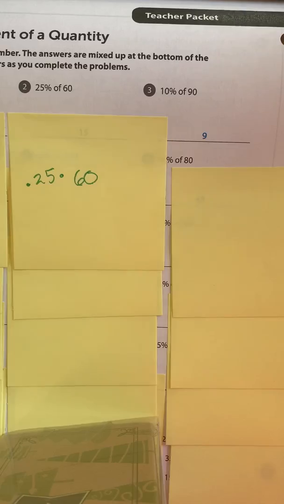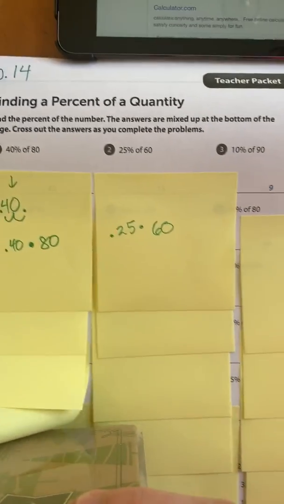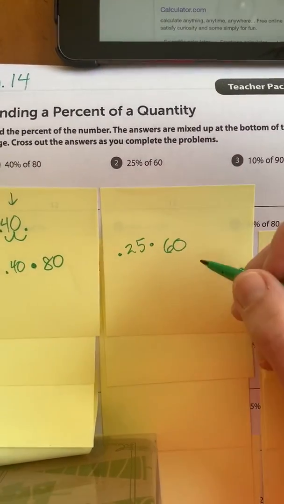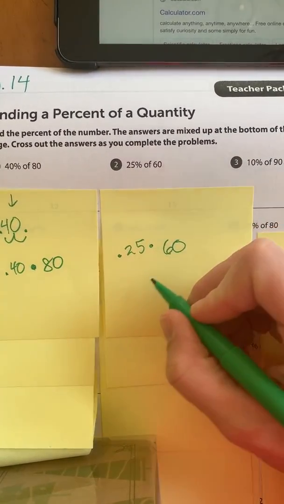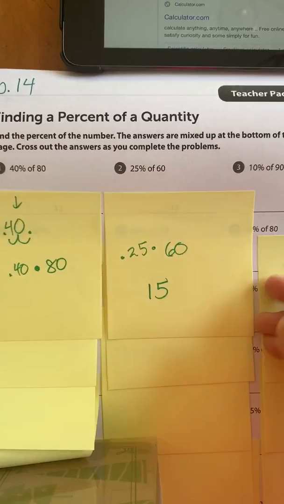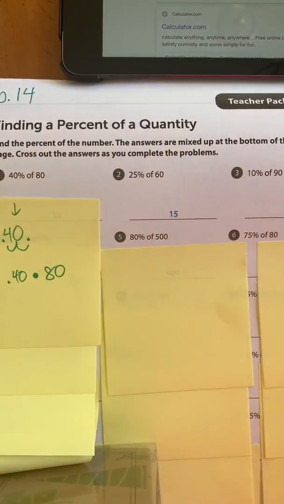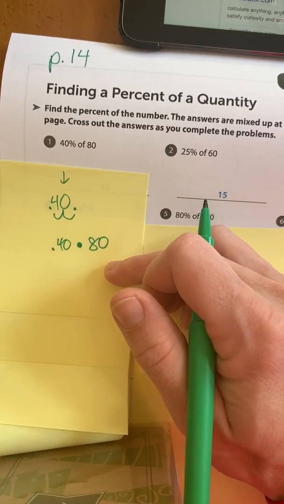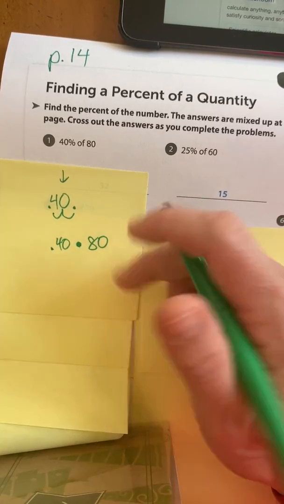Good job. Okay, 25% of 60. Punch it in. Which is, that's correct, 15. Beautiful job. And then over here, 40% of 80. So we've got 32.